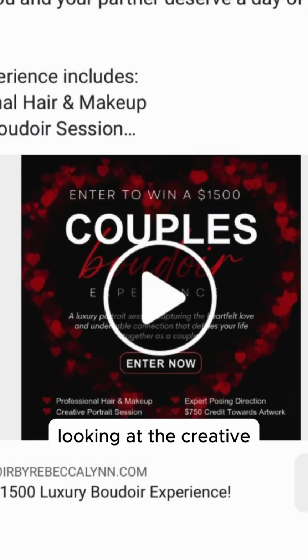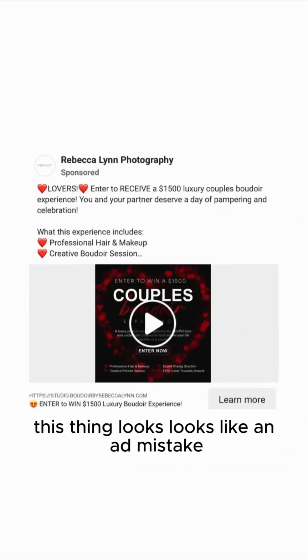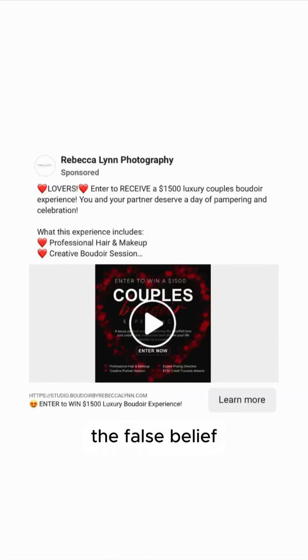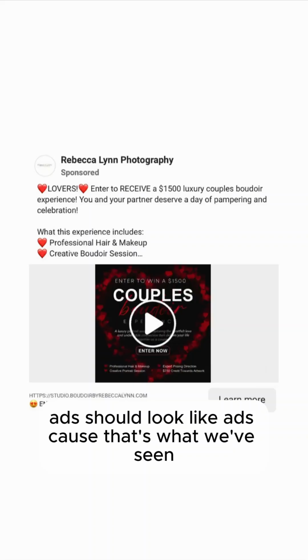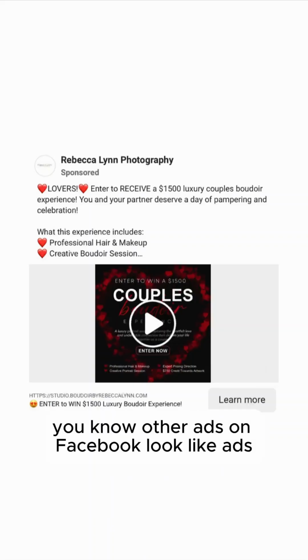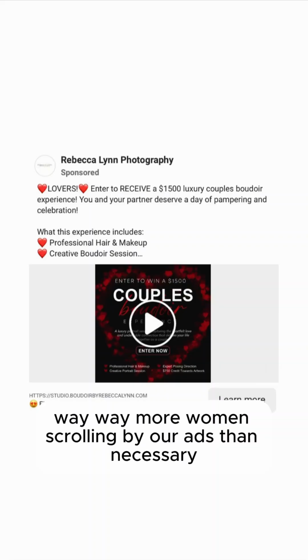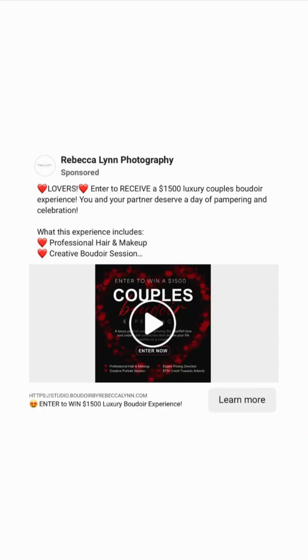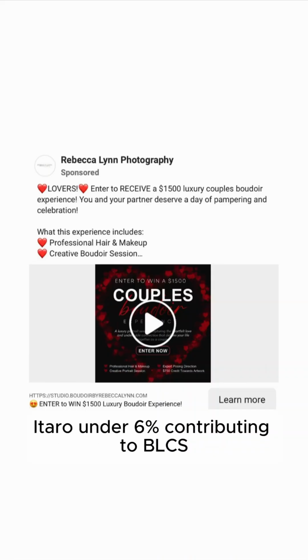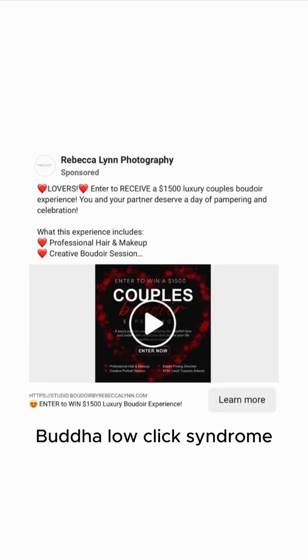Looking at the creative, this looks like an ad mistake. The false belief that caused us to make this mistake is we actually believe that ads should look like ads, because that's what we've seen. Other ads on Facebook look like ads. That is incorrect. The consequences of this are way, way, way more women scrolling by our ads than necessary, pulling our unique CTR under 6%, contributing to BLCS, boudoir low click syndrome.